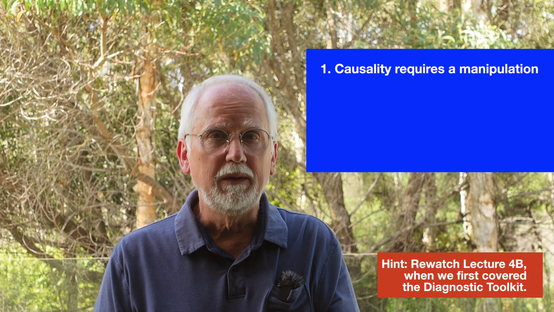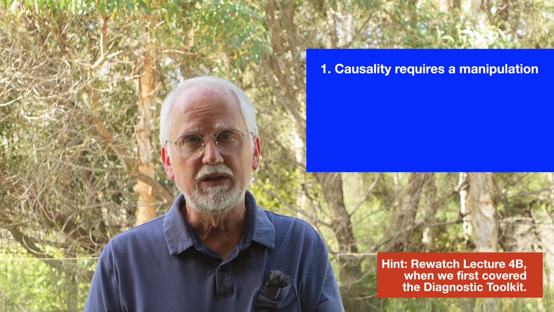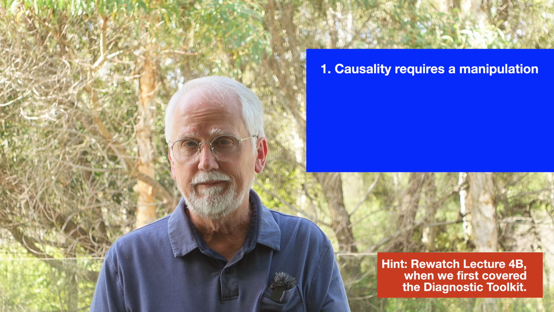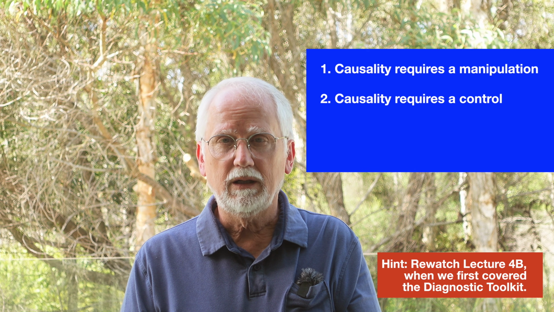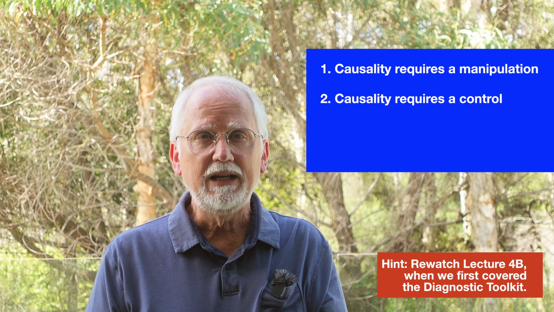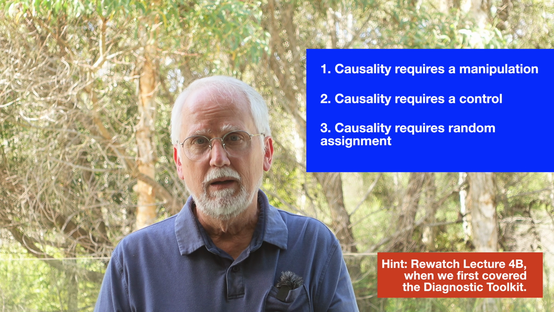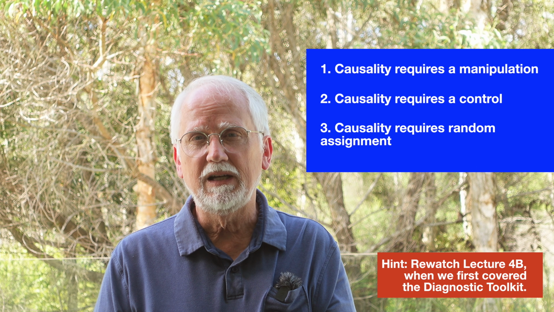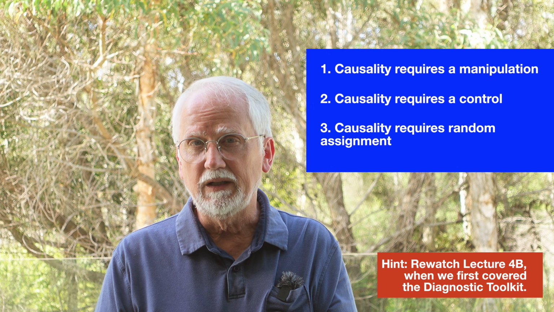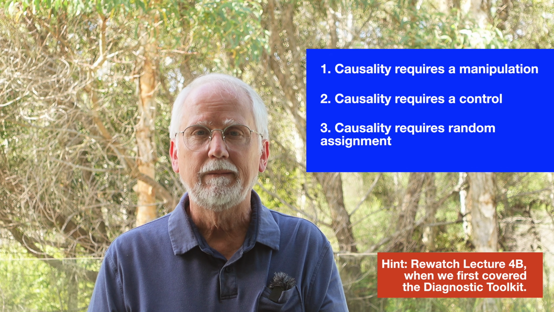To infer causality, you need three things. You need manipulation. Your study must actually do something to one group but not the other. You need control, a comparison or a baseline. And you need random assignment. Participants must be randomly assigned to groups so that the groups are equivalent before the treatment begins.